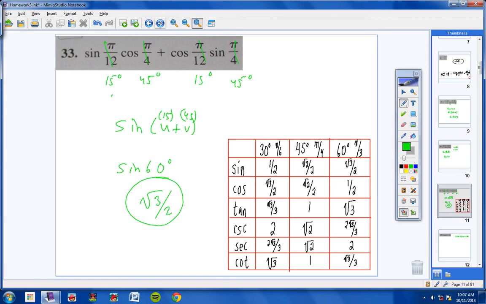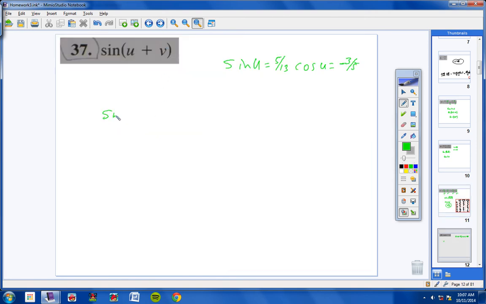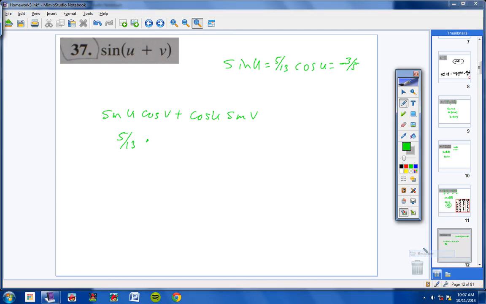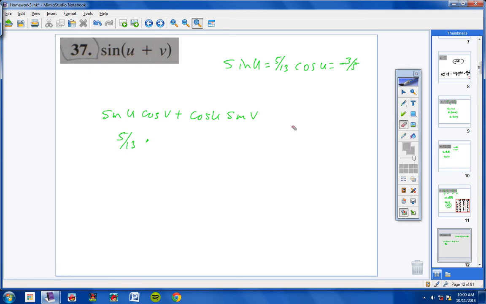Sine cosine plus cosine sine. Okay, so here we go. Sine of u would be 5/13 times cosine of v. Now let's hold on one second here real quick. Okay, students, I wanted to check something really quick. I made a mistake and I apologize to you. Let's start this over real quick if we could.